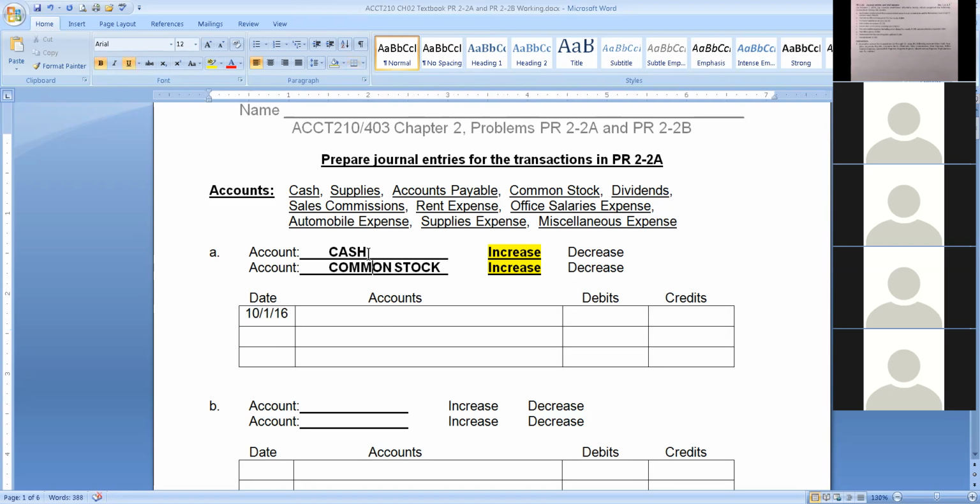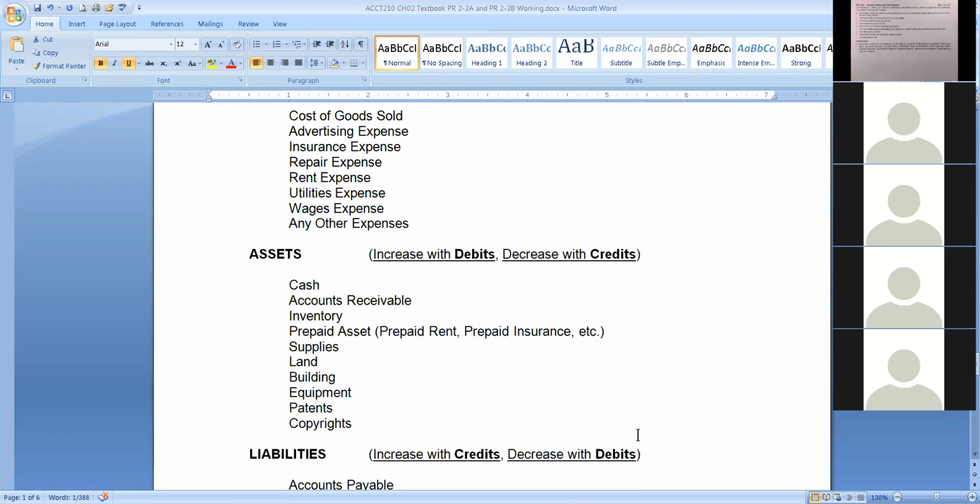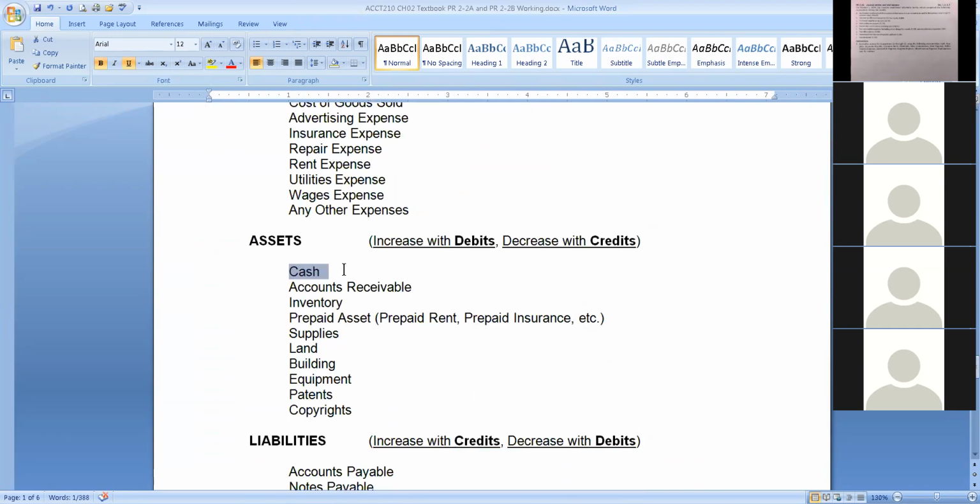Okay, so we have cash and common stock. Let's take cash. Cash is increasing. Now at the end of this thing, down here, we have cash. It's an asset. And it's going to increase with a debit.